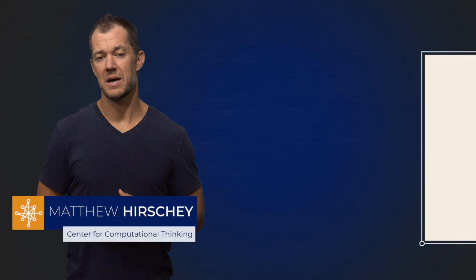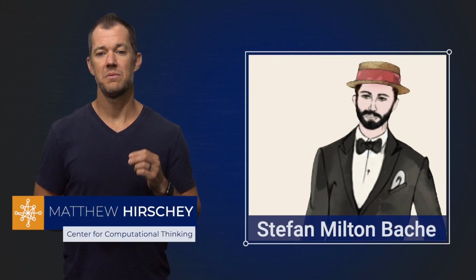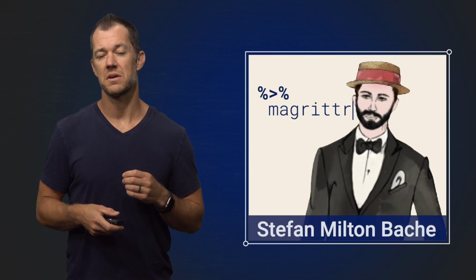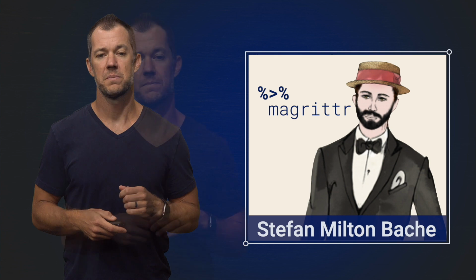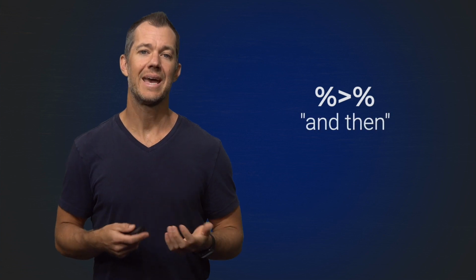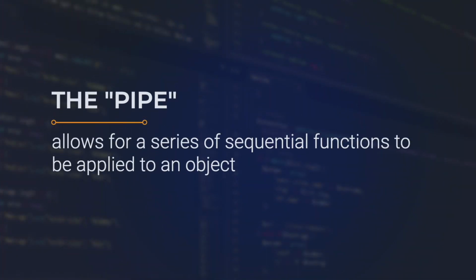The concept of a pipe was first developed by Stefan Milton Bach in a package called magrittr, but then is heavily used in the tidyverse ecosystem. So what exactly is this pipe? When we see the operator percent greater than percent, we need to say to ourselves, "and then." See, the pipe allows us to apply a series of sequential functions to an object.